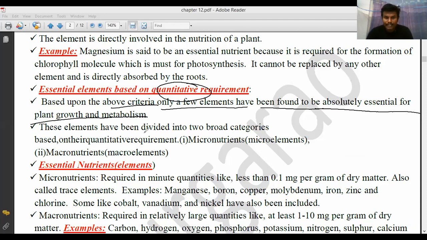Those elements have been divided into two broad categories, based upon how much quantity of those elements is required by the plants. Essential elements are divided into two types: micronutrients and macronutrients. Micronutrients are nothing but micro elements, and macronutrients are nothing but macro elements. Micro means they require a minute quantity. Macro means they require a huge quantity.